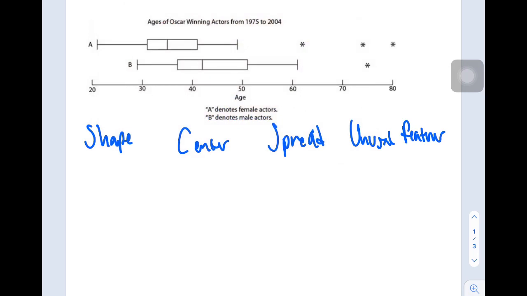So the shapes, with box plots, you can't talk about the number of modes. You can't talk about the number of peaks because you can't see that in a box plot. What you can see in a box plot is the symmetry. Are they symmetrical? Are they skewed?